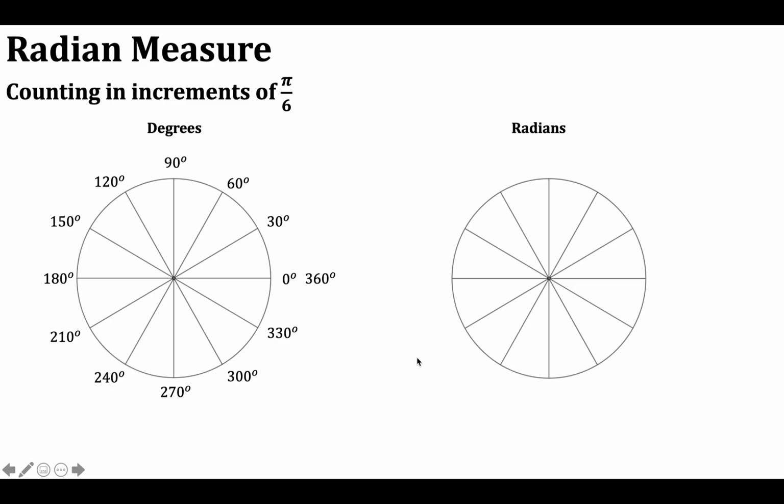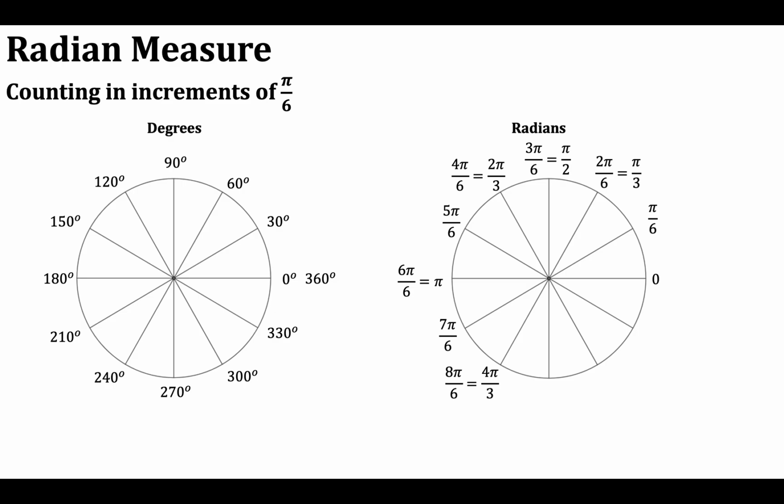And in radians, so 0, pi over 6, 2 pi over 6, which simplifies to pi over 3, 3 pi over 6, which simplifies to pi over 2, 4 pi over 6, which simplifies to 2 pi over 3, 5 pi over 6, 6 pi over 6, or pi, 7 pi over 6, 8 pi over 6, which is 4 pi over 3, 9 pi over 6, which is 3 pi over 2, 10 pi over 6, which is 5 pi over 3, and 11 pi over 6, and finally 2 pi, which is 12 pi over 6.